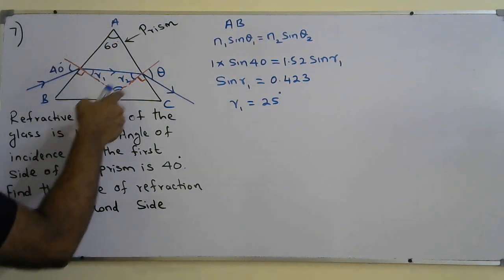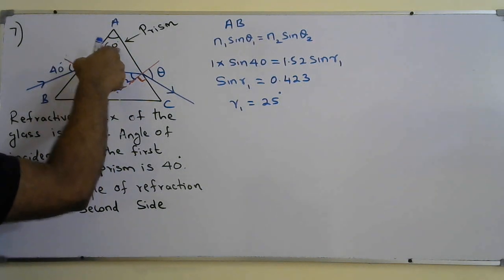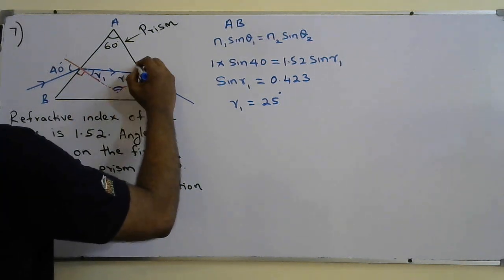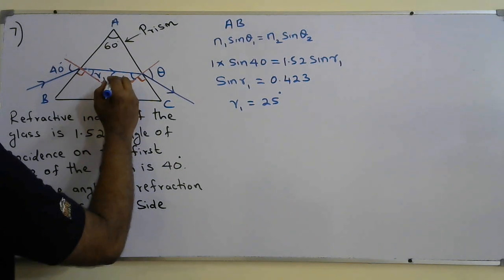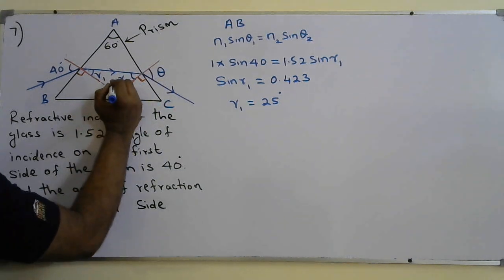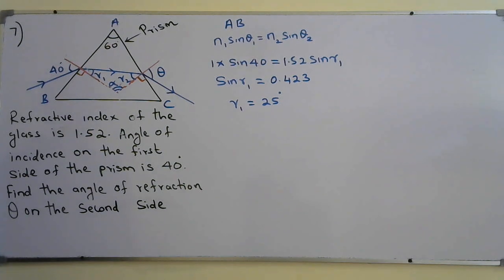In this quadrilateral shape, the total addition of the angles will be equal to 360 degrees. This is 90 degrees, this is 90 degrees. We need to find this angle, the angle between the two normals. We'll call it alpha.